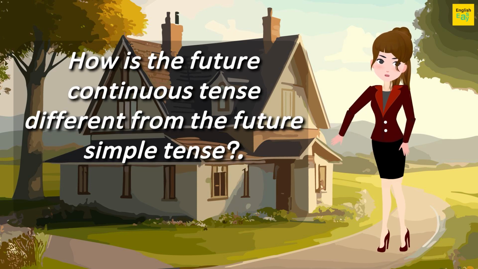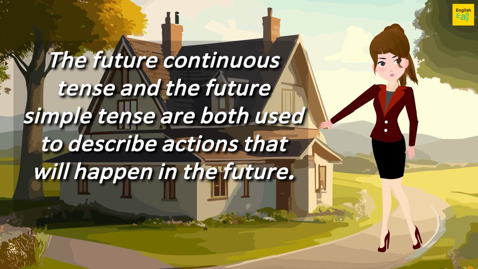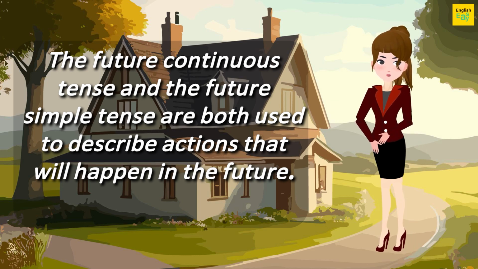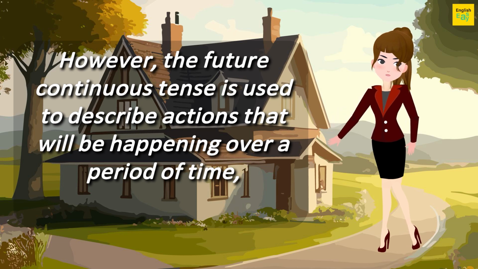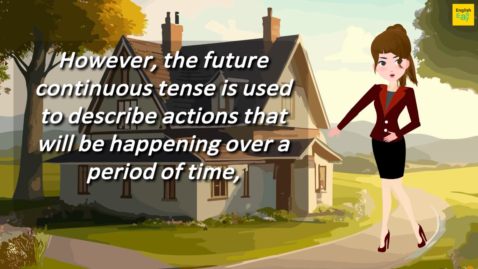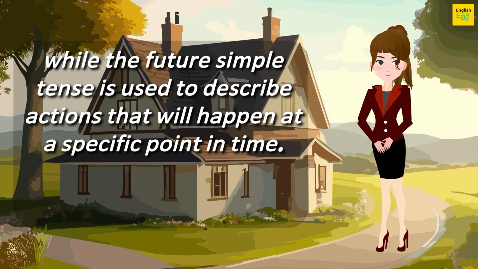How is the future continuous tense different from the future simple tense? The future continuous tense and the future simple tense are both used to describe actions that will happen in the future. However, the future continuous tense is used to describe actions that will be happening over a period of time, while the future simple tense is used to describe actions that will happen at a specific point in time.